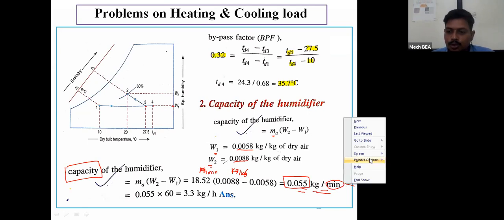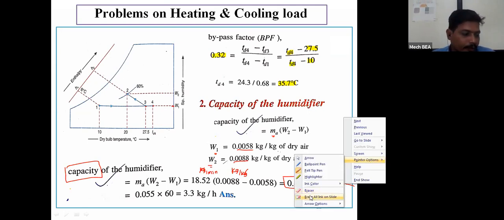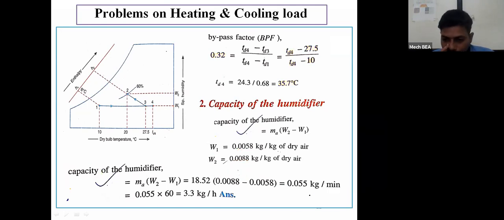So this is the solution for this problem. Are you getting it? Yes or no? Are you getting how to solve the problem? Yes or no? Can anyone reply?